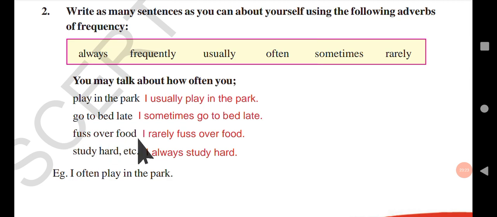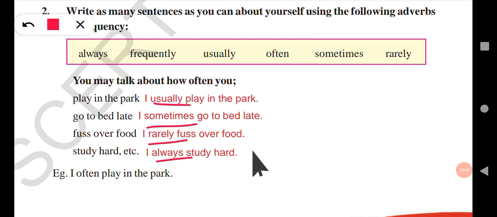Next one, fuss over the food. Fuss in the sense of complaining. When mom doesn't cook your favorite dish, you complain. That is called fuss over food. So here, I rarely fuss over food. That means I rarely complain about the food. Next, study hard. I always study hard. Okay, so in these sentences, usually, sometimes, rarely, always, these are all the adverbs of frequency.